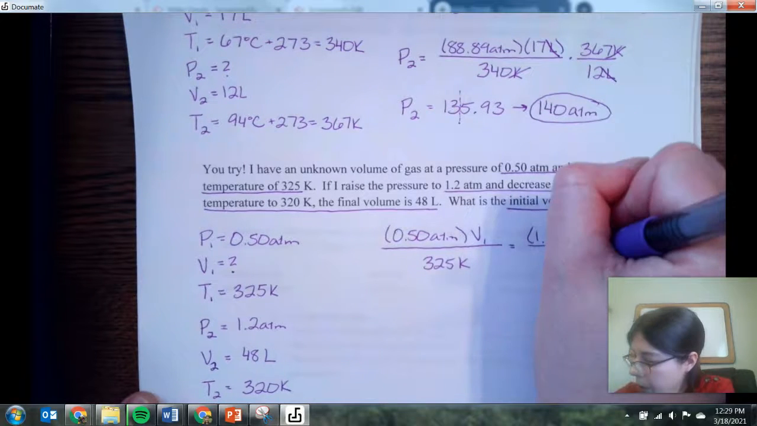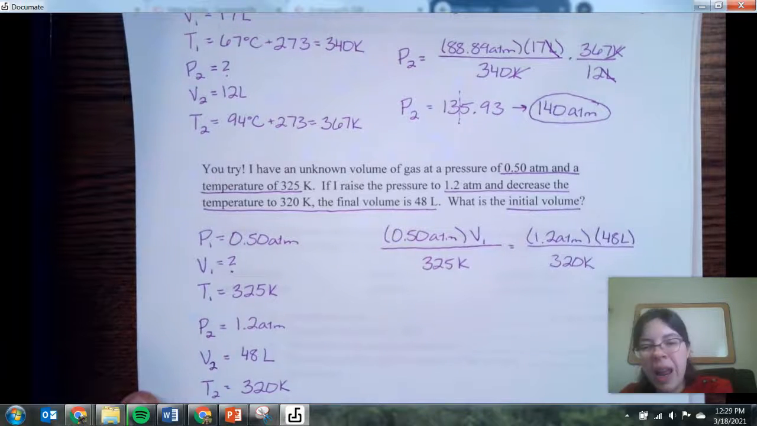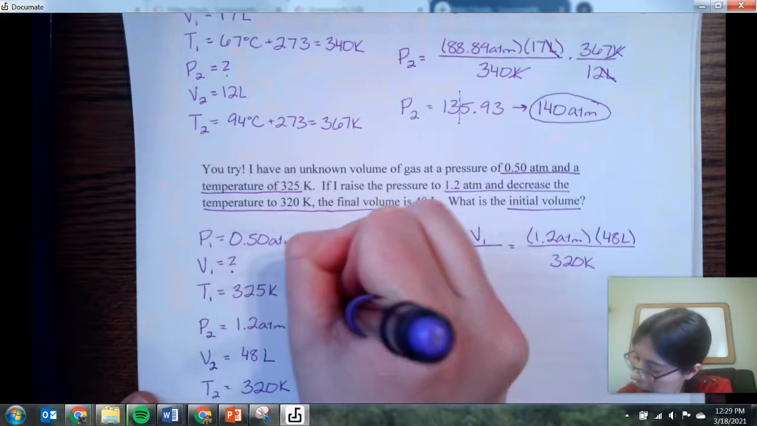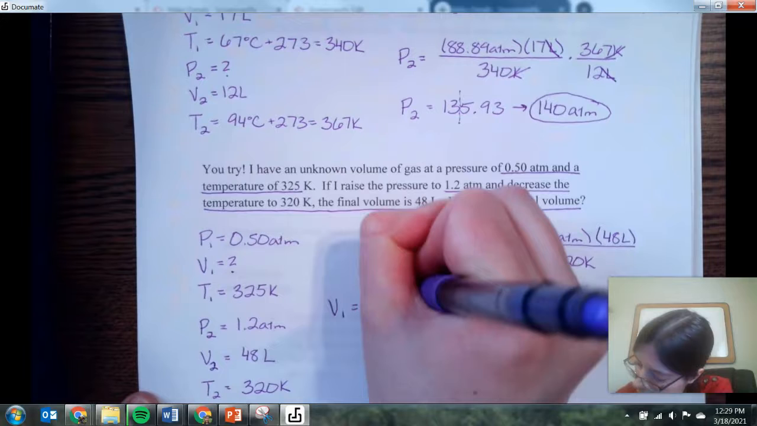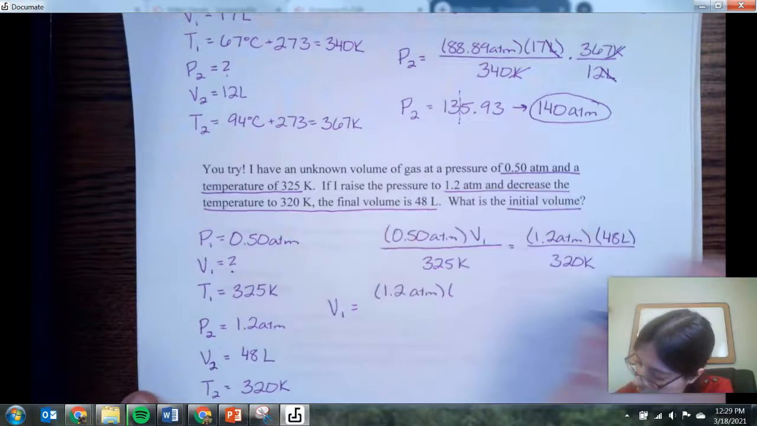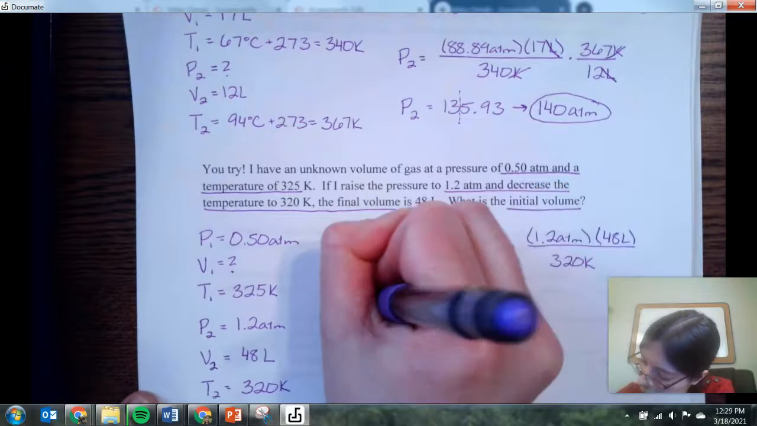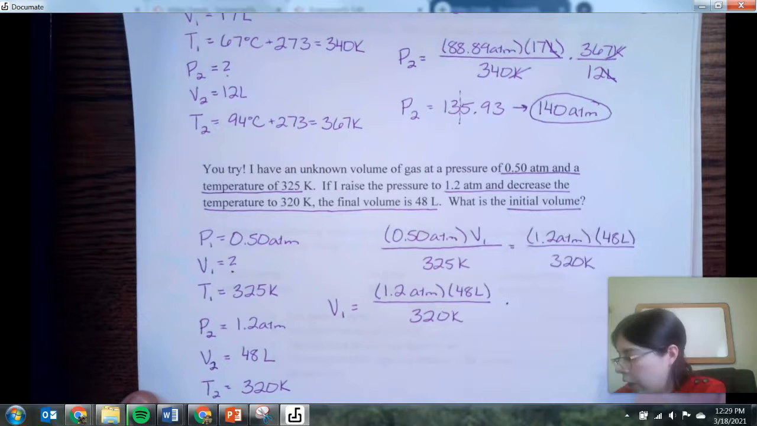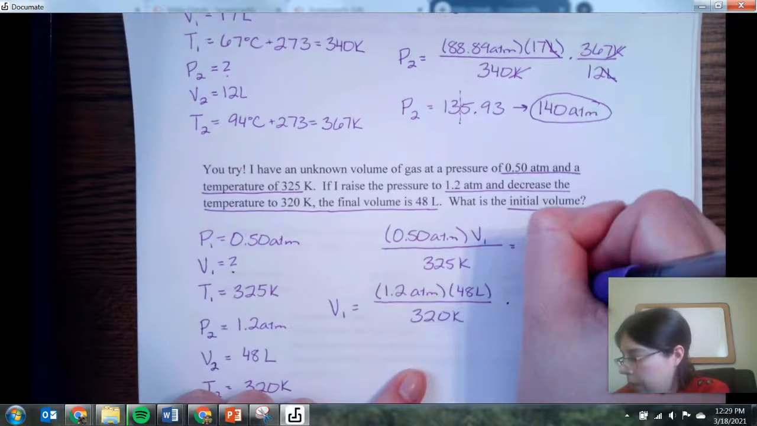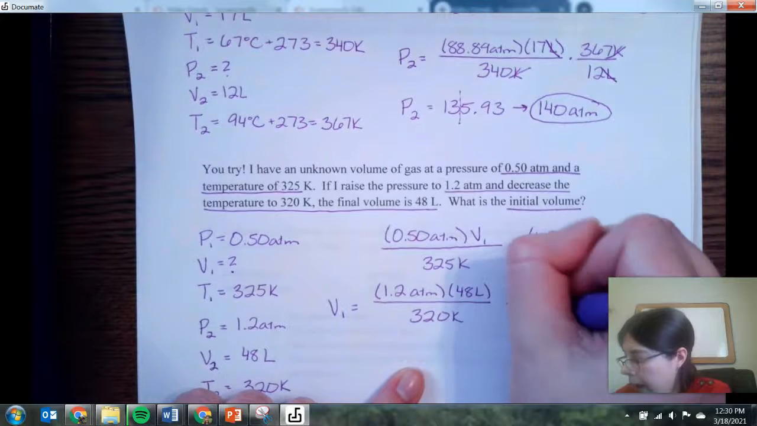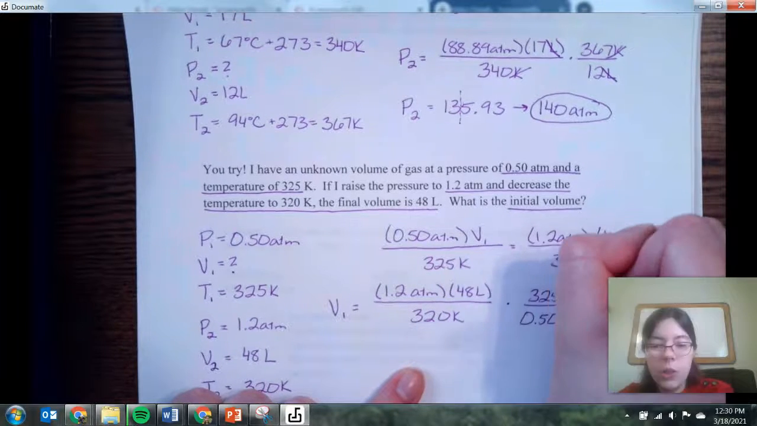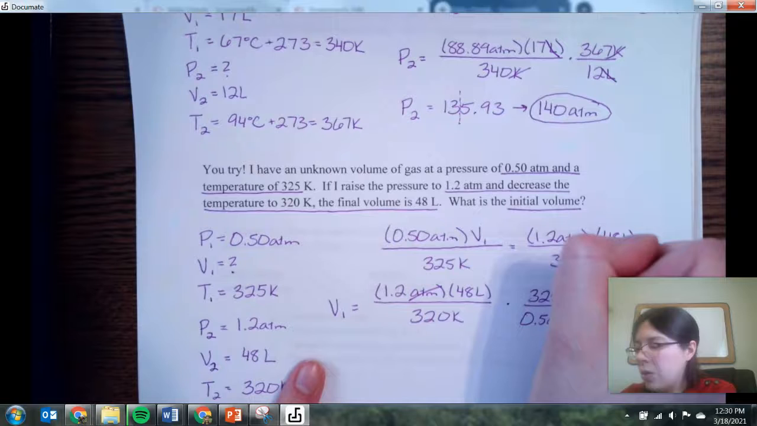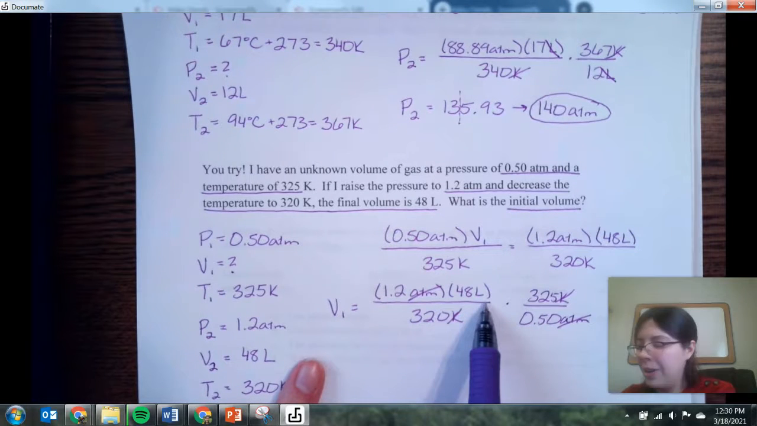So again, I could cross multiply and divide, or I can just multiply by the inverse of this fraction. So V1 is equal to 1.2 atmospheres times 48 liters divided by 320 Kelvin times the inverse of this fraction, so 325 Kelvin divided by 0.50 atm. So again, I want to check that my units are canceling out. So atmospheres cancel and Kelvin cancels, which leaves me with liters, which is a good unit for volume.